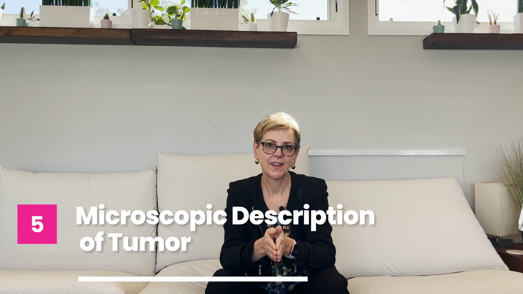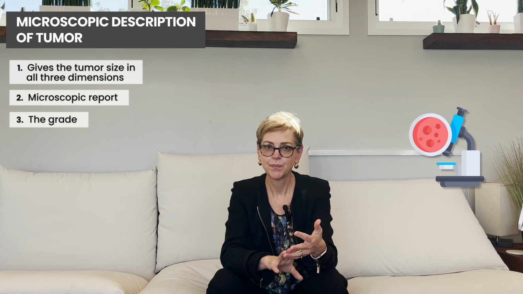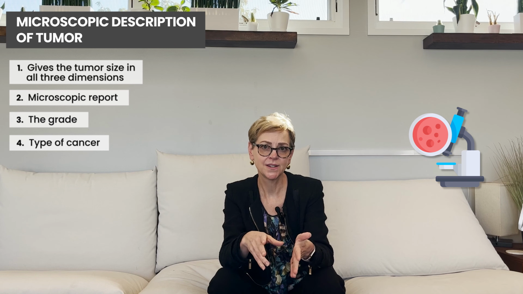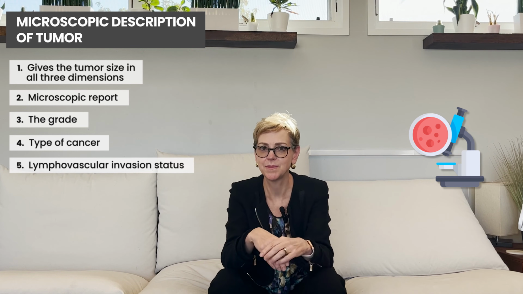The final microscopic description of the tumor will say what type of tumor it is, what the measurements are, and that'll be height, width, and depth. As we've talked about in some other videos, check out the staging video, we use the greatest dimension. But the pathologist report will usually give the tumor size in all 3 dimensions. You will also get in the microscopic report the grade, the type of cancer, any other features like whether lymphovascular invasion is present or absent. That might also be called angiolymphatic invasion. They're exactly the same thing.